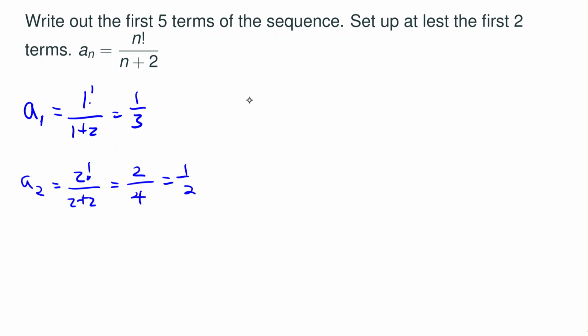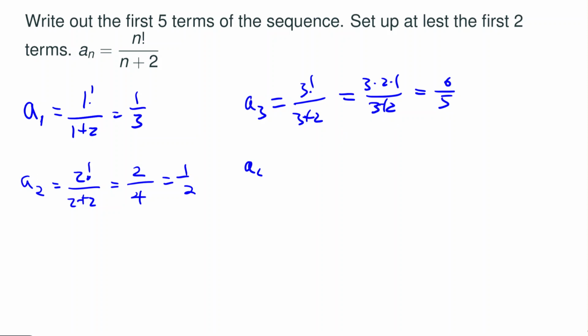Let's find the third term. It is n factorial over n plus 2, so 3 factorial over 3 plus 2. 3 factorial is 3 times 2 times 1, which is 6, over 5. The fourth term is 4 factorial over 4 plus 2. 4 factorial is 4 times 3 times 2 times 1 over 6. This is 24 over 6, which equals 4.